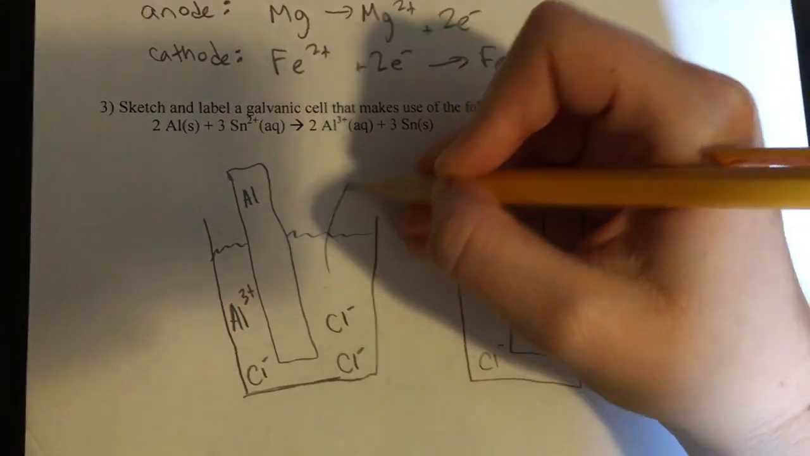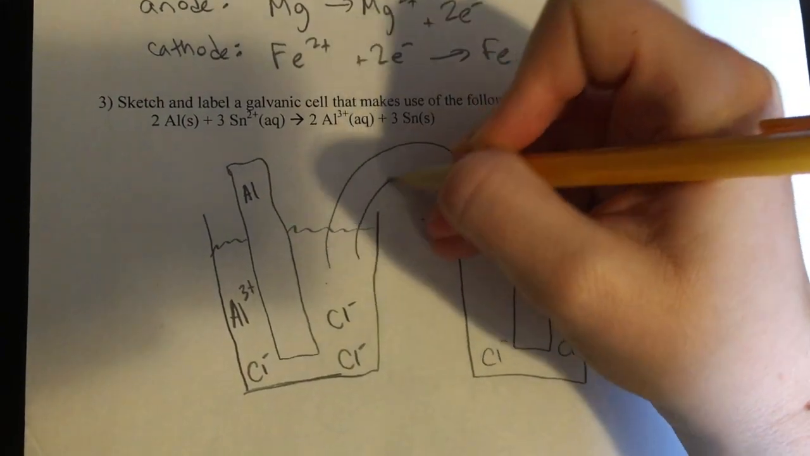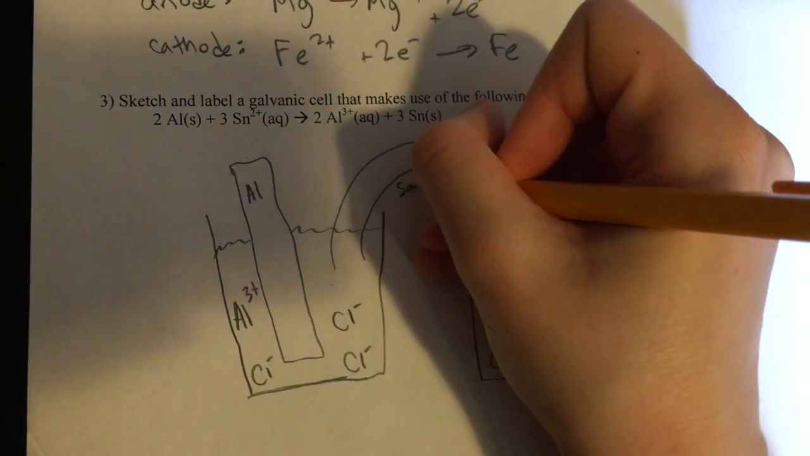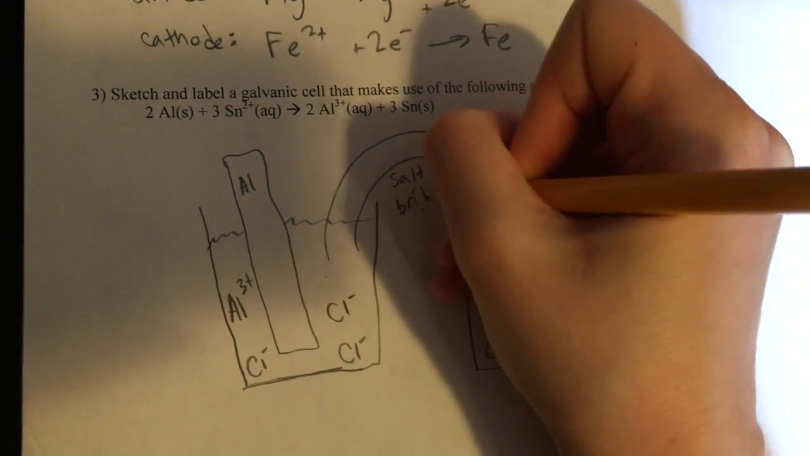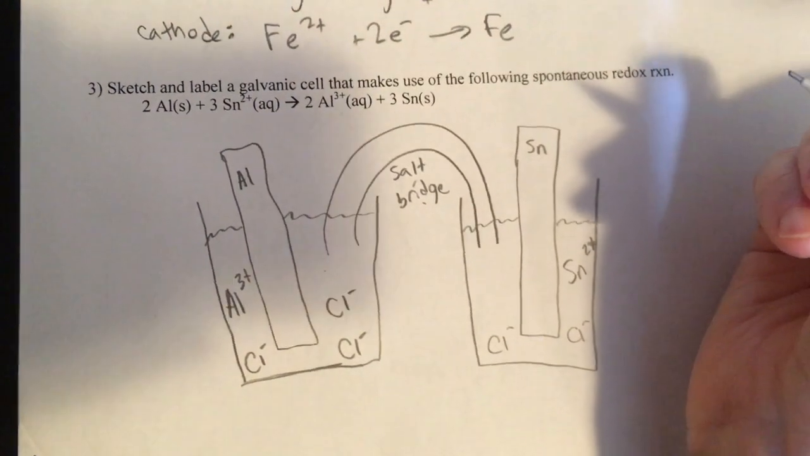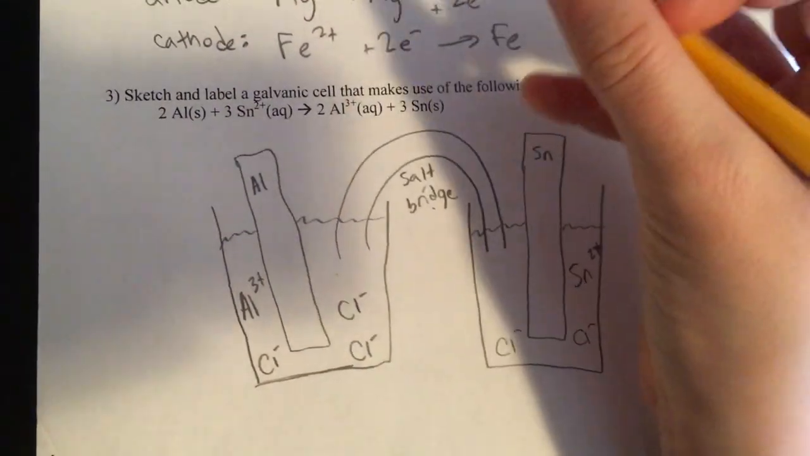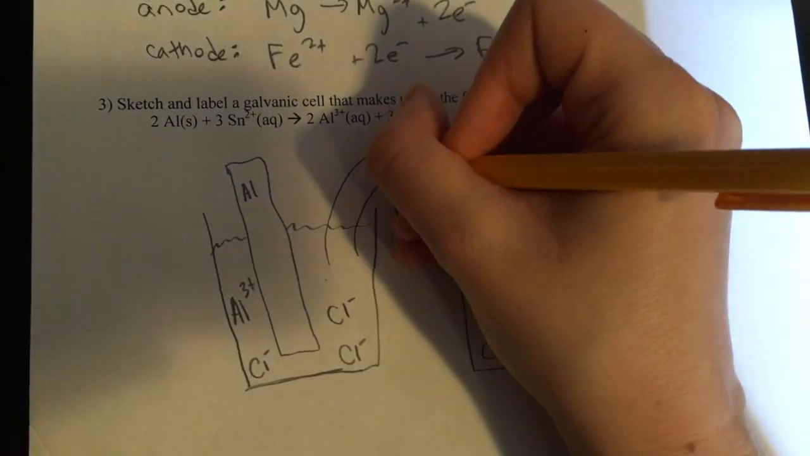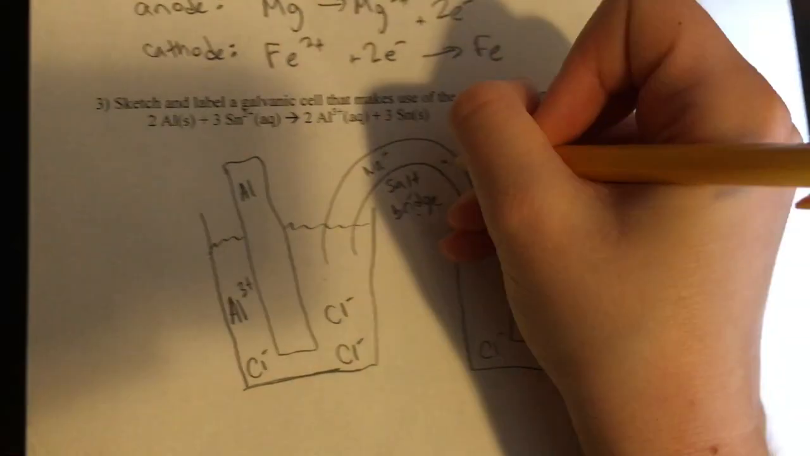We need a salt bridge connecting these two. So I'm going to go ahead and label this salt bridge. We can put any ionic compound, but I'm going to say that our salt bridge has sodium chloride. So I'm going to put in some Na+ and some Cl-.